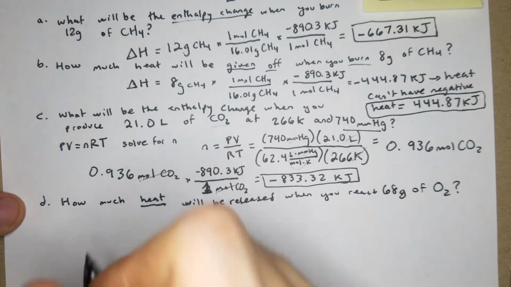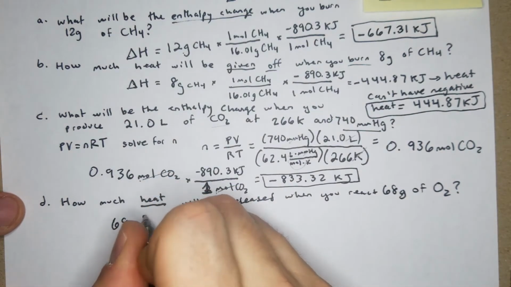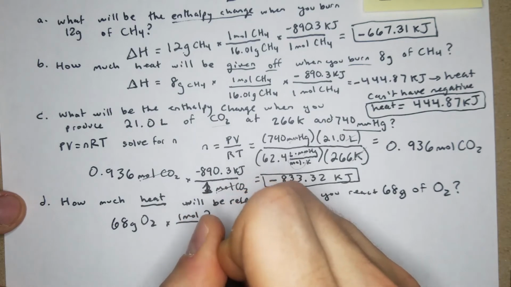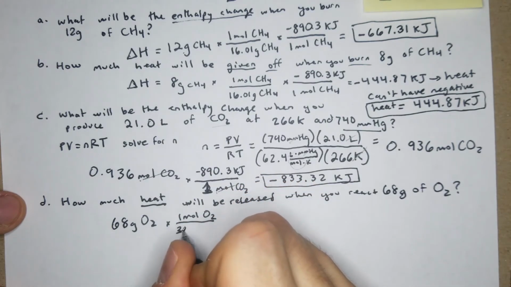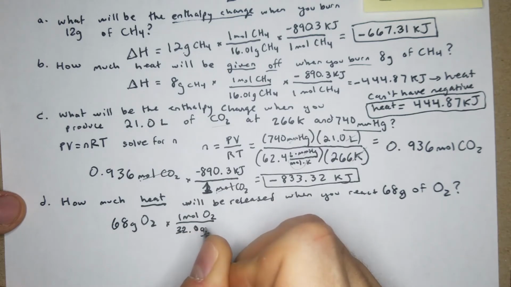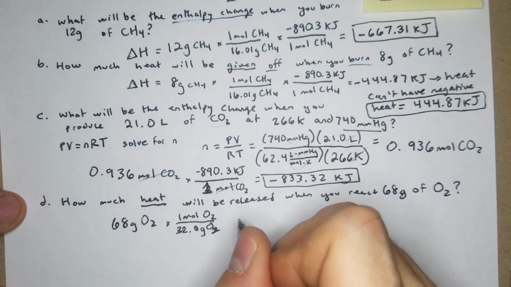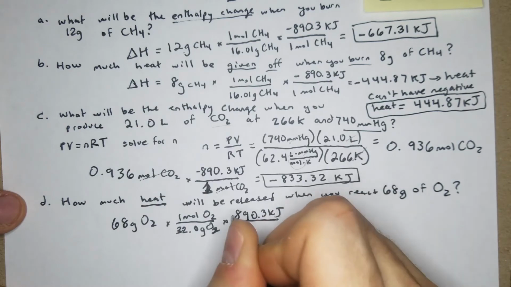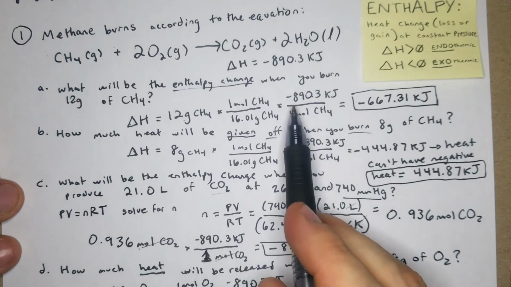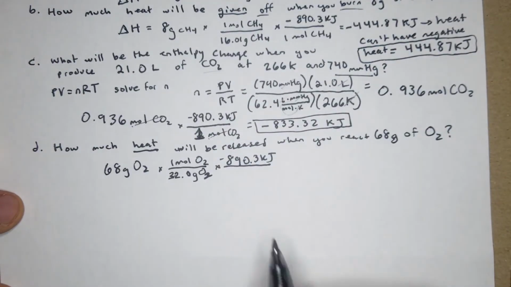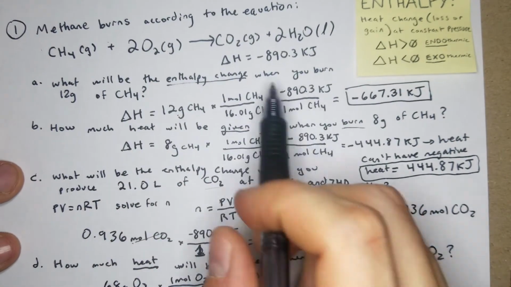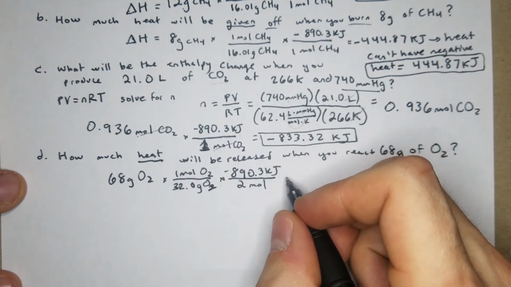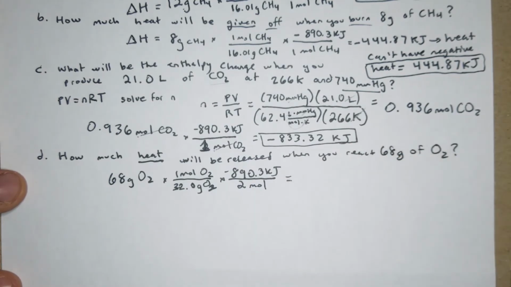So here we go. Just start with what they give us, 68 grams O2, and then we'll just go across. We have 1 mole of O2 per 32.0 grams of O2 molar mass. And then we'll go 890.3 kilojoules. Technically that'll be negative based on what was given again right there. This time we look at the formula again. We have 2 moles of O2 based on what they've given us, so we're going to have 2 moles, and then we'll have something more to divide it by, and I believe that's it. We'll just figure that out.